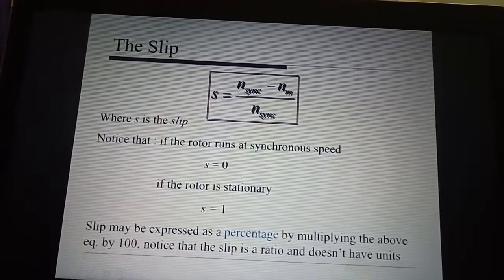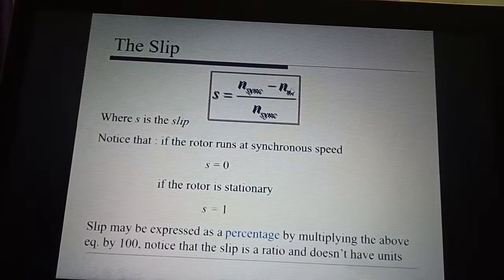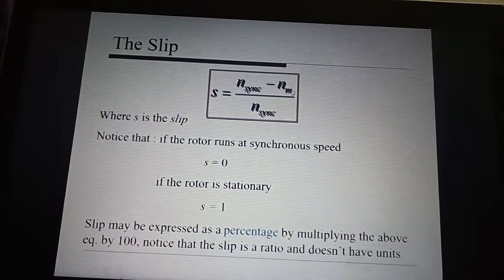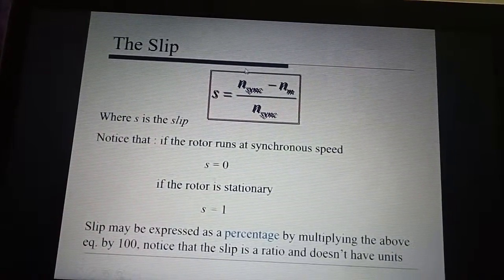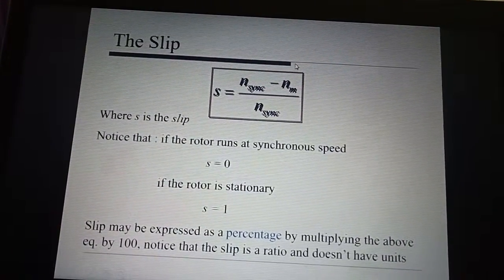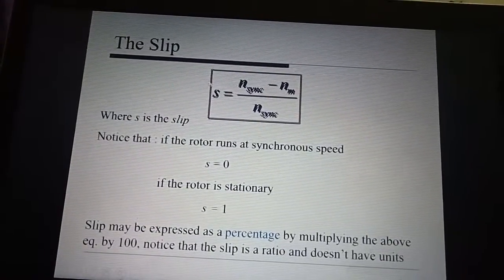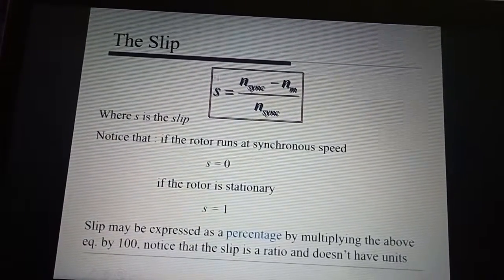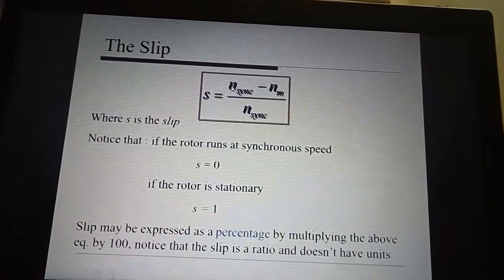Check from this expression: slip is equal to ns minus n, divided by ns, where n is the speed of the rotor. Whenever it says speed, it is the speed of the rotor. Whenever it says synchronous speed, it is the speed of the stator magnetic field. Understood? So if the speed of the rotor increases, what about slip? It decreases. If the speed of the rotor decreases, what about slip? It increases.